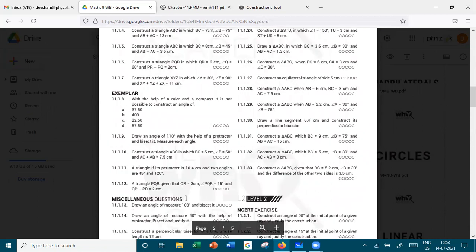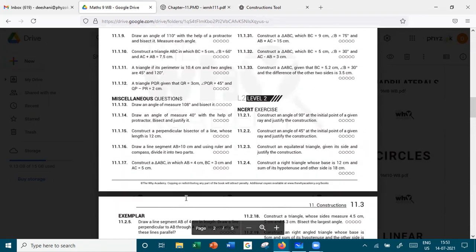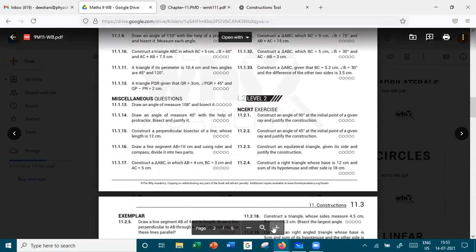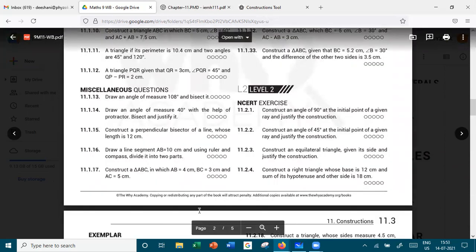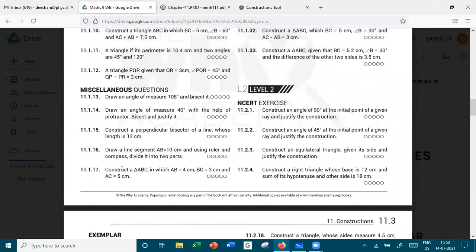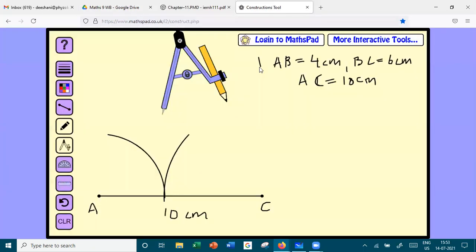Okay, is there a question here, let's draw this one. I should have taken it from here only instead of giving my own measurements. That would have been better. I'm doing this question, okay? 11.1.17. It says construct a triangle ABC in which AB is 4 centimeter, BC is 3 centimeter, and AC is 5 centimeter. Okay, 4, 3, and 5. Let's make that.